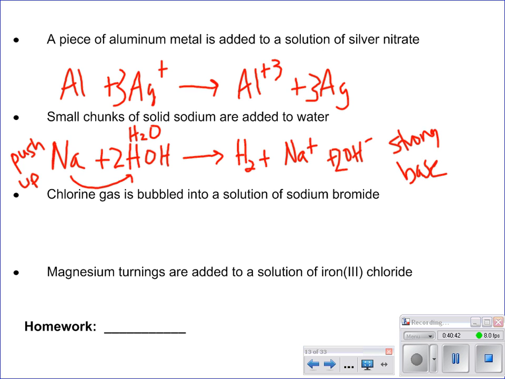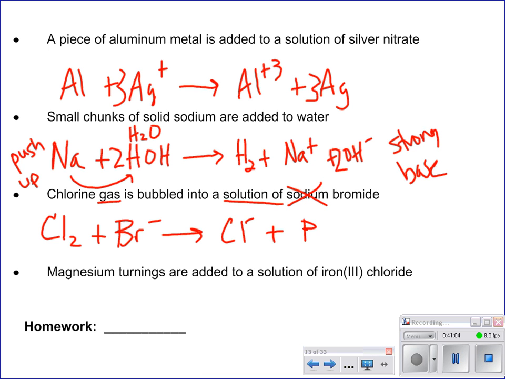Chlorine gas is bubbled into a solution of, what do I write? Gas. Cl2 is bubbled into a solution of, what do I not include? The sodium. I love this problem. Something has to go up, something has to go down. Not Br, Br2. Okay, and it's super easy to balance too. Done.